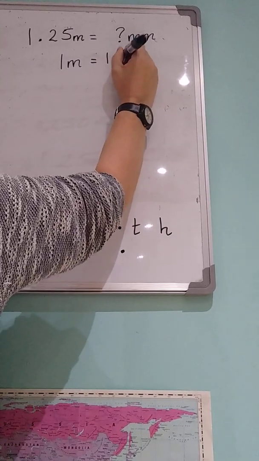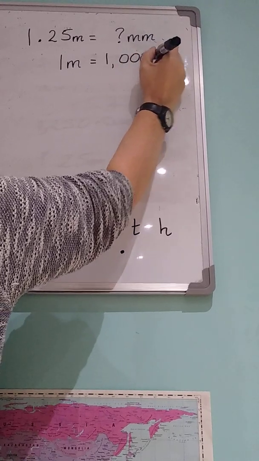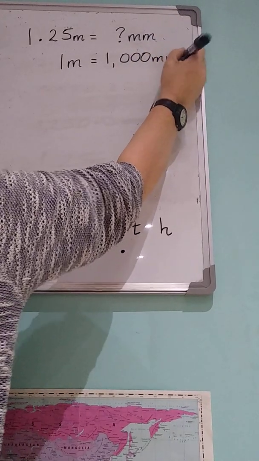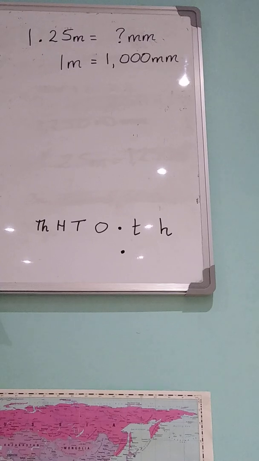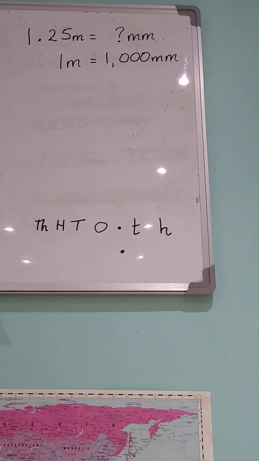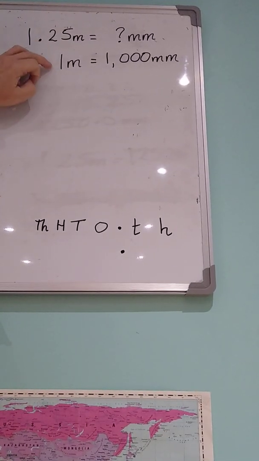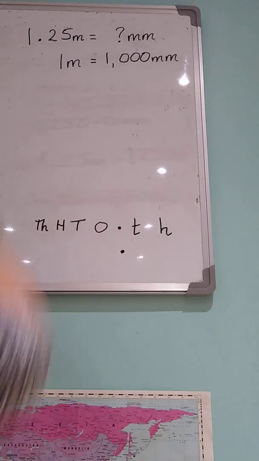It's 1,000 millimetres in every metre. That's what milli means. It means 1,000th of a metre. So this is something that we just need to know, we need to remember. It's one of those rules that we just have to learn. 1 metre is equal to 1,000 millimetres. So once you know that, you can then work out some easier examples.